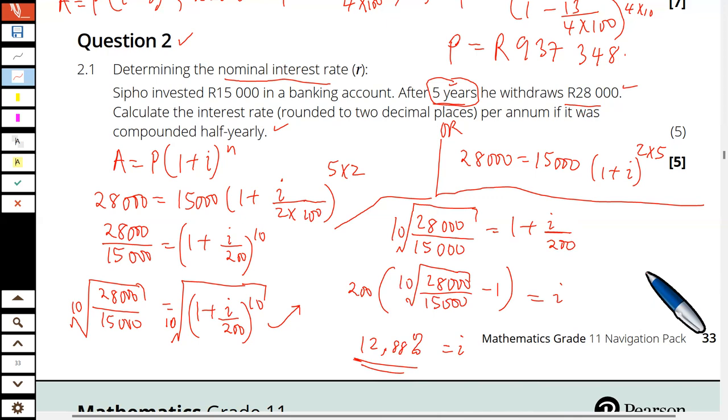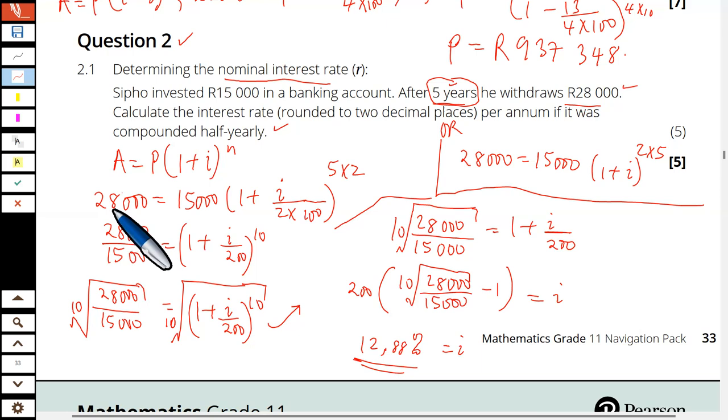But look at what we did in this question. Because people invested, the amount of money that is invested is the present value, because it's invested right now. After 5 years, he withdraws 28,000. So in other words, we assume that the amount after 5 years will become 28,000 at a given rate. And so we go on to find the rate that can do this.